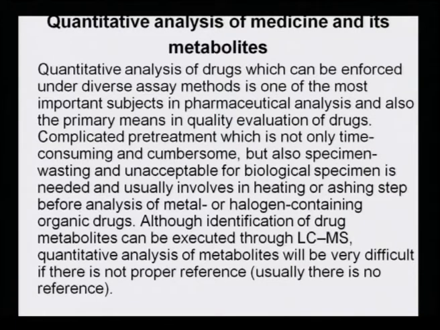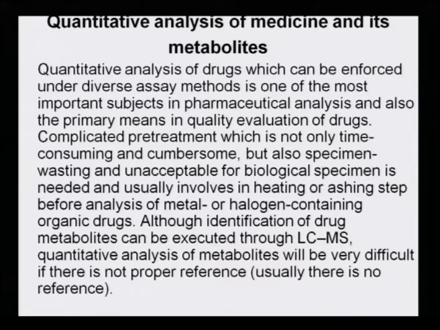Complicated pre-treatment, which is not only time consuming and cumbersome, but also specimen wasting and unacceptable for biological specimen, is needed and usually involves a heating or ashing step before analysis of metal or halogen containing organic drugs. Although identification of drug metabolites can be executed through LC-MS as well, quantitative analysis of metabolites will be very difficult if there is not a proper reference. Usually there is no reference sometimes for these metabolites.